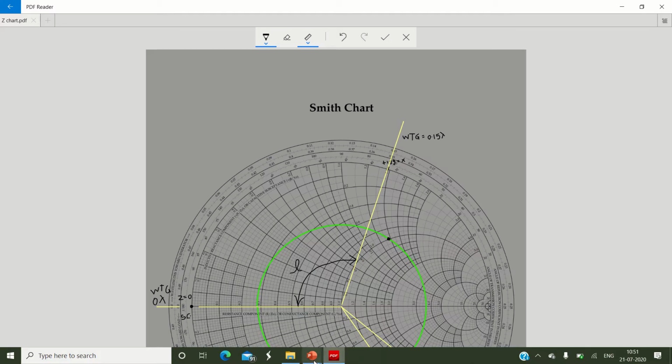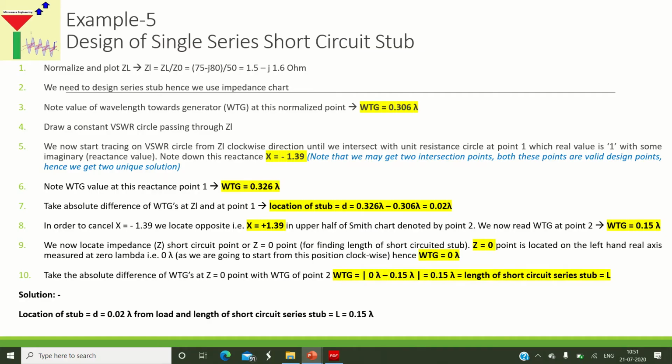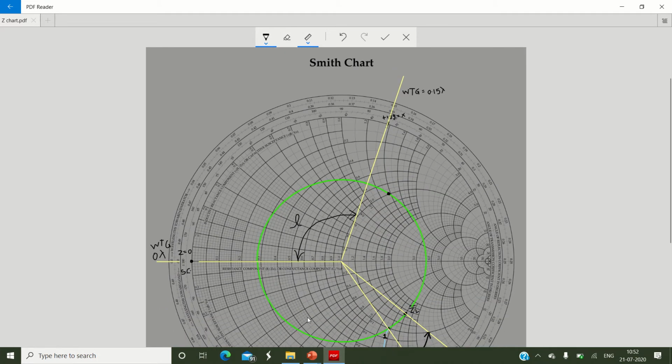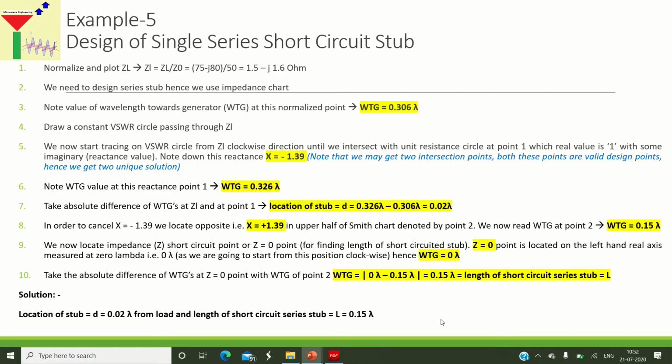The same is done here in the PowerPoint. The difference in the WTGs at the point Z equal to 0 and point 2 here, 0 lambda minus 0.5 lambda, you need to take the absolute difference, so 0.15 lambda. If you take the difference of this WTG value with the WTG value over here, we will get the length. So the length is equal to 0.15 lambda.